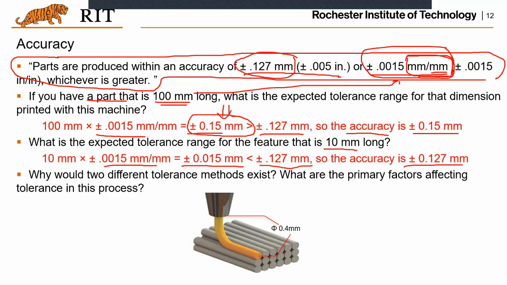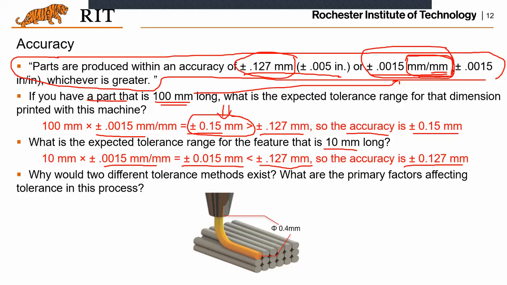Because this shrinkage is actually proportional to the length or the dimension of the parts. If the dimension is larger, it will bring larger error to the prints. And it turns out this error will be larger as well. So for larger parts, the shrinkage of the part will dominate the accuracy instead of the printing head.